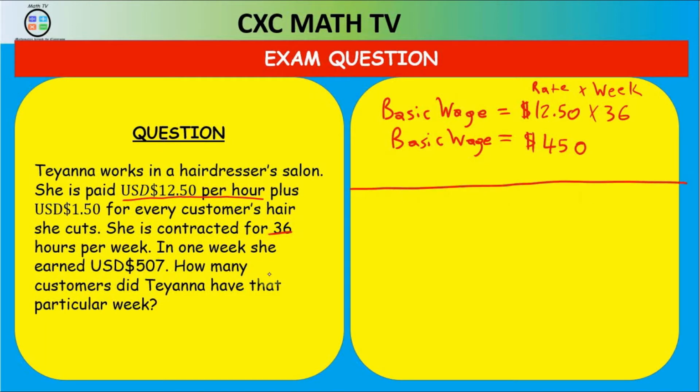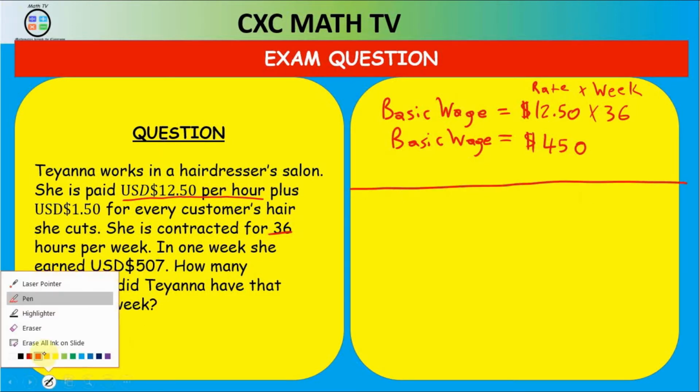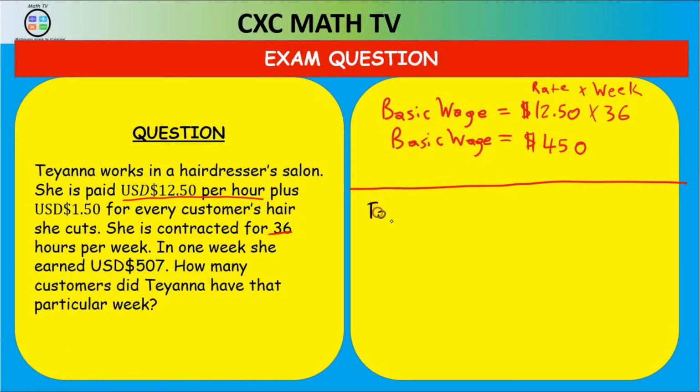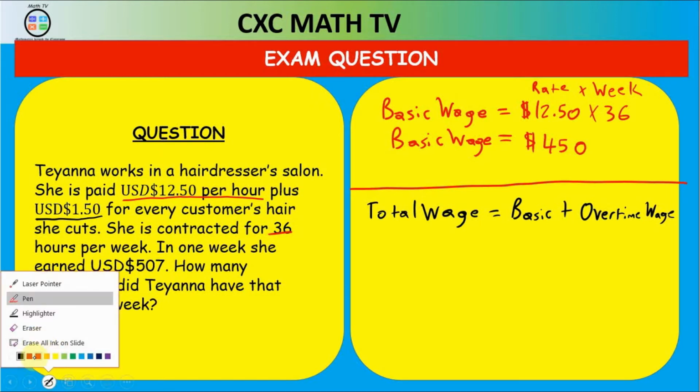Now, what do we know? As I said, sometimes you're going to have to transpose the formula. So Tiana's total wage, we know the formula for total wage is basic wage plus her overtime wage. However, in this case, it's not really overtime. She's really being paid for every person that she cut their hair, she gets paid $1.50. But we're just going to call it overtime wage. It's really not overtime. All right?